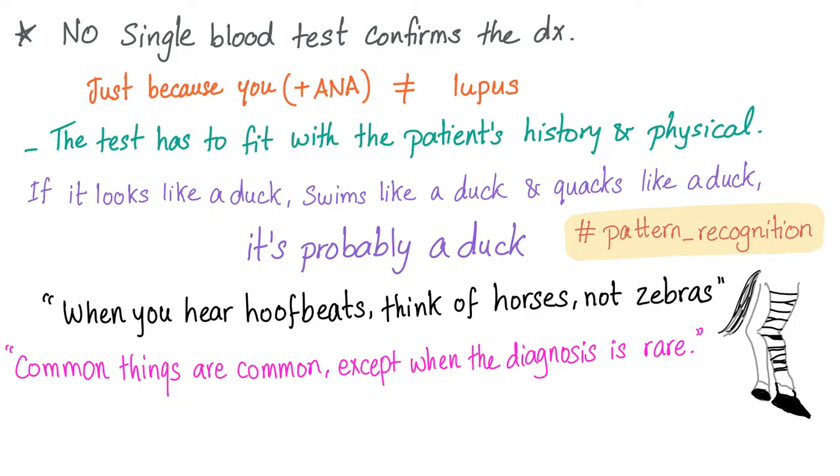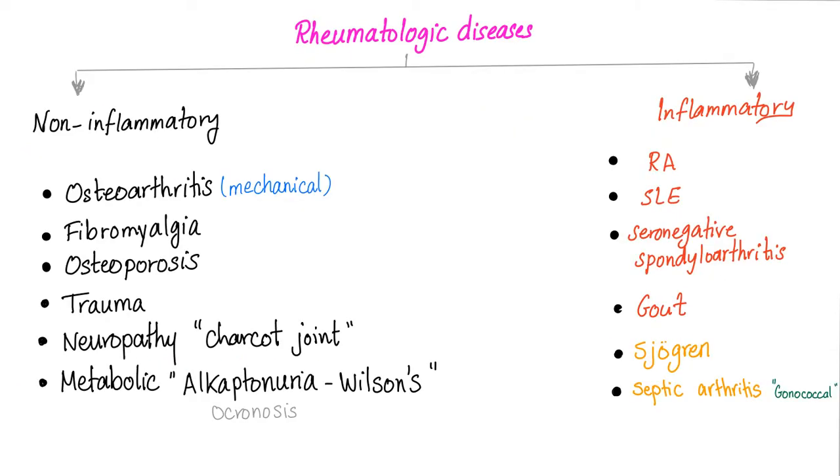It's called pattern recognition. In order to understand what rheumatology is, we divide diseases into non-inflammatory and inflammatory. Non-inflammatory, there is no actual inflammation. Inflammatory, there is inflammation, which means redness, hotness, swelling, pain, loss of function, which means lots of white blood cells, such as rheumatoid, lupus, seronegative spondyloarthropathies, gout, Sjogren, septic arthritis, such as gonococcal arthritis.